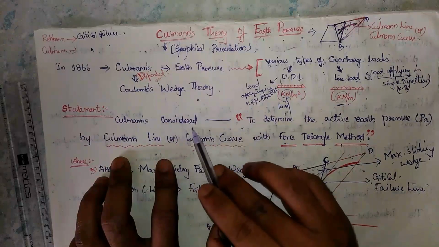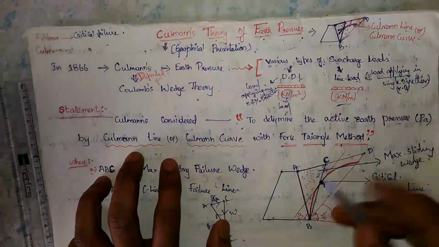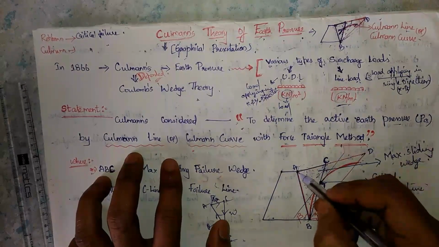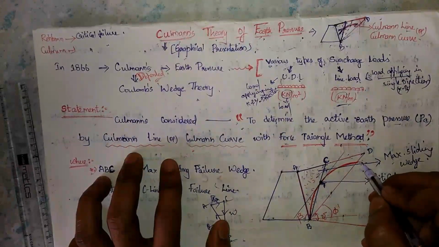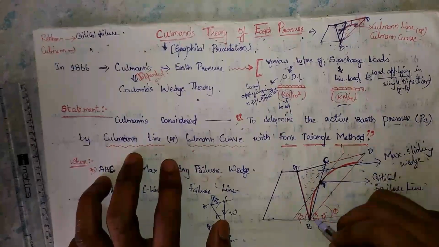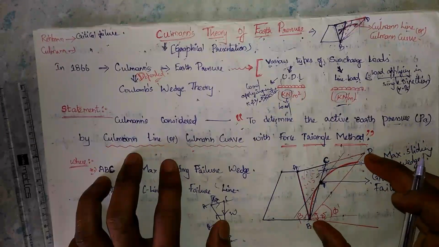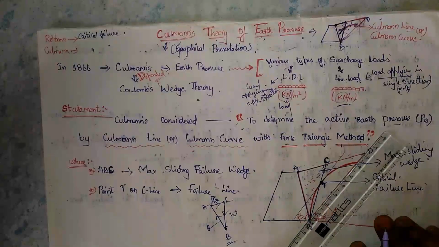Culmann considered determining the active earth pressure by the Culmann line or Culmann curve with the force triangle method. When this Culmann curve is developed, a tangent line is drawn. How is the tangent line drawn? This tangent line is drawn parallel to the sliding plane.